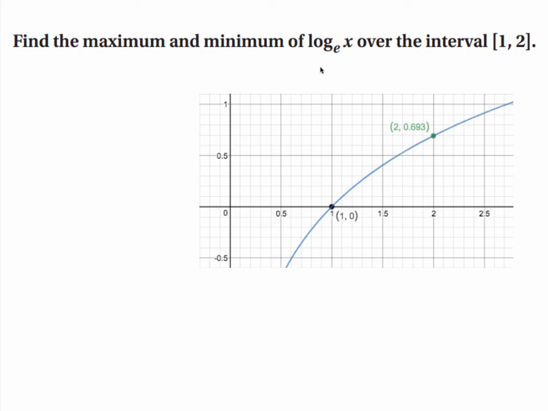So if I want to find the maximum and minimum over an interval, we do the exact same thing we have been doing, from 1 to 2. The natural log of 1 is 0. The natural log of 2 is about 0.693. So on the closed bounded interval, 1 to 2, 0 is your minimum, and 0.693 is your maximum.